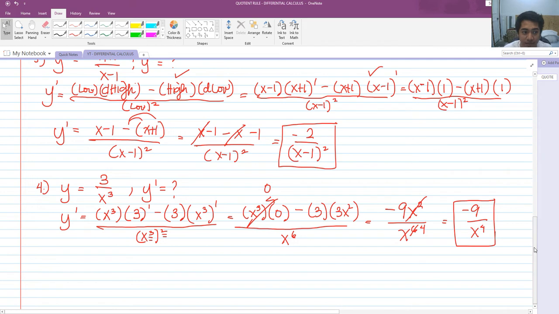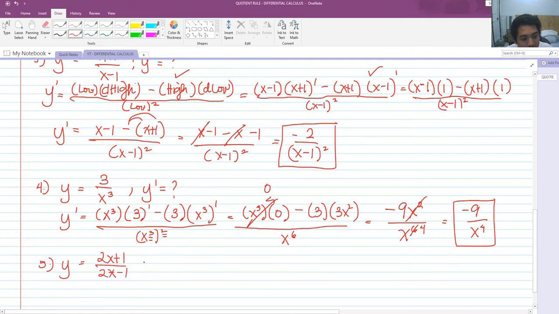Okay, so very basic, because what I'm trying to give you is the basics of the quotient rule. And in the next discussion, the next video, I'll be presenting you a more complicated problem involving quotient rule. So for number 5, we have y equals 2x plus 1 all over 2x minus 1.